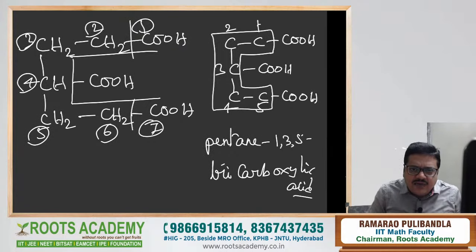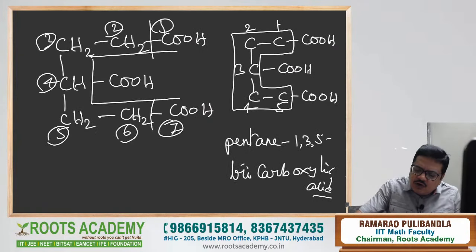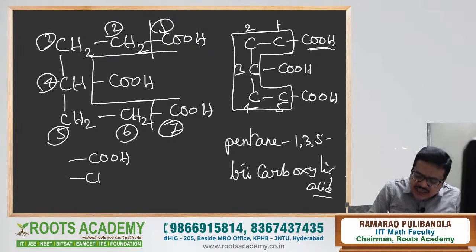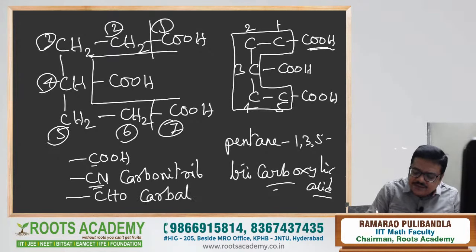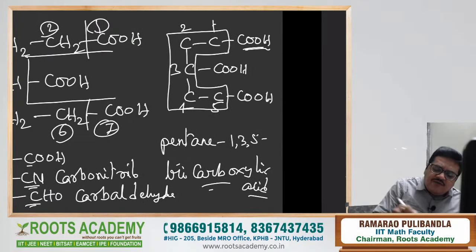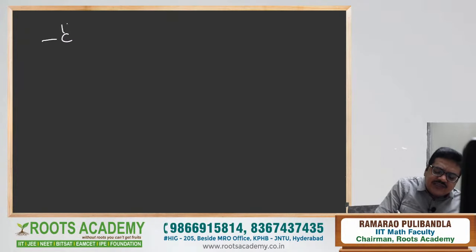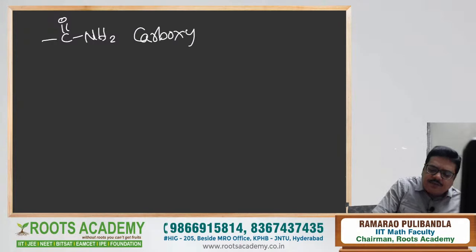For example, if instead of COOH, CN is there, carbonitrile, same compound. Instead of CHO, if CHO is there, carbaldehyde. Instead of CHO, if C double bond O NH2 is there, then we can call it carboxamide.